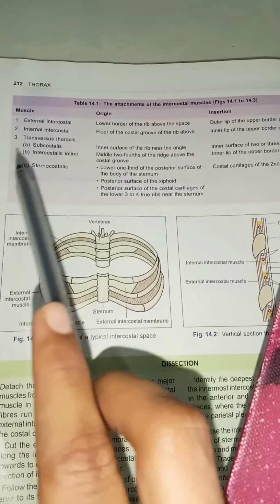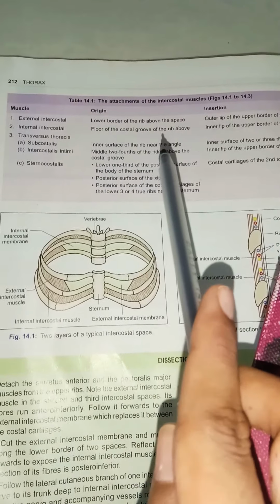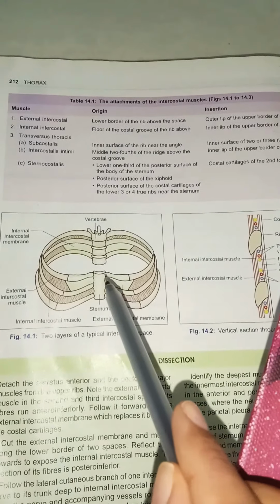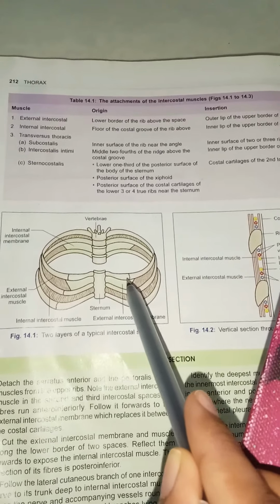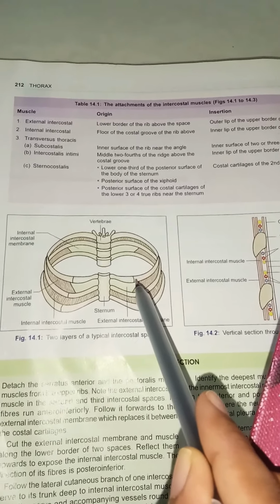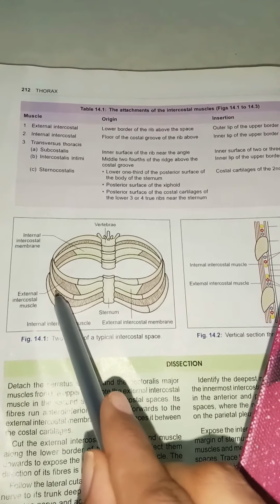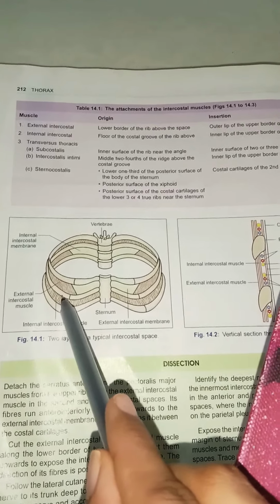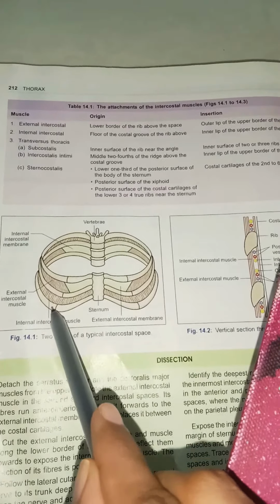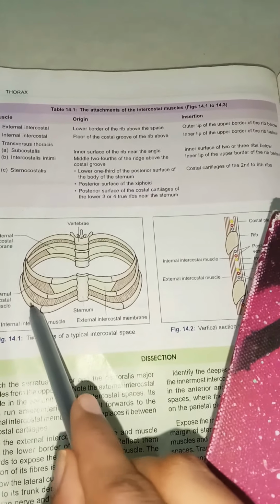Now let us see about internal intercostal. So internal intercostal arises from the floor of the costal groove of the rib. For example, this is a rib, right? On its posterior surface, inferior border, you will have the costal groove. So from that costal groove the internal intercostal muscle, you can see, will attach to the costal groove posterior to this upper rib, and from there it will go to the inner lip of the upper border of the rib below.